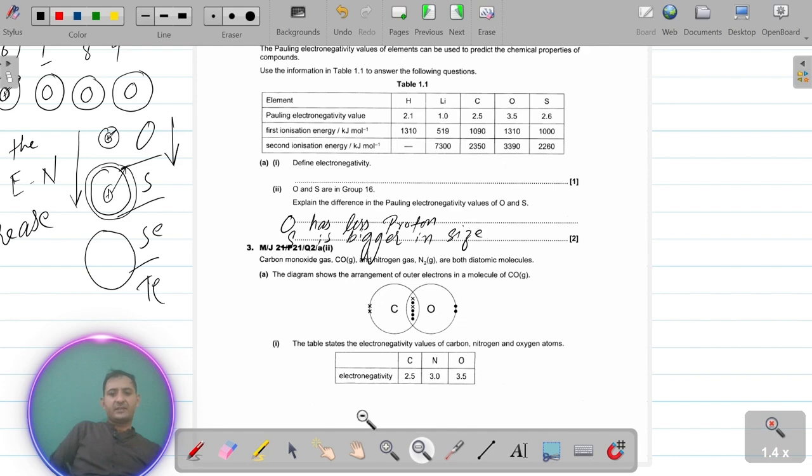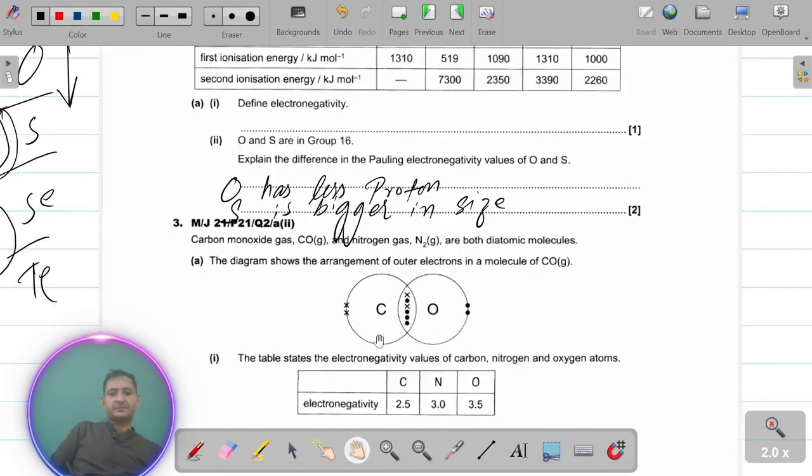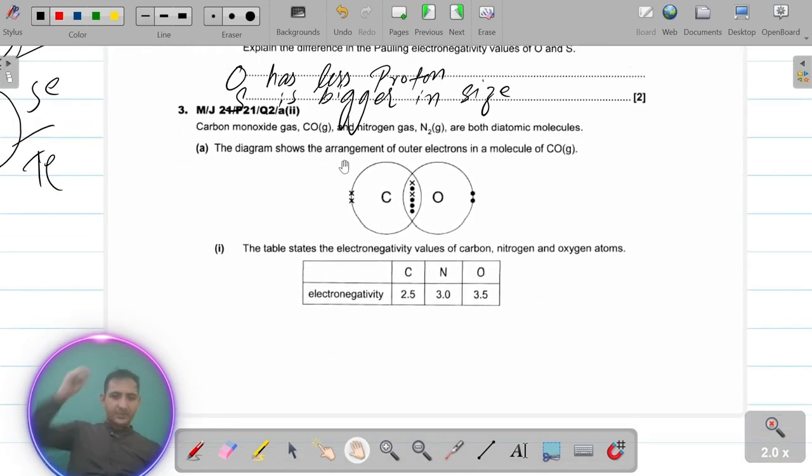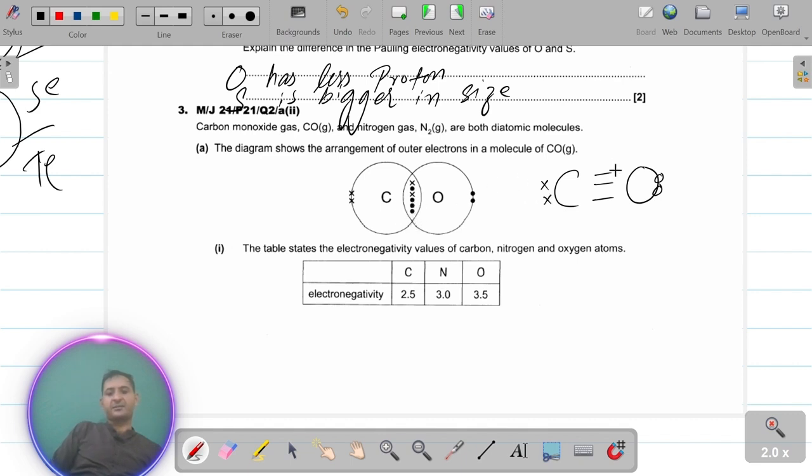The diagram shows the arrangement of outer electrons in a molecule of carbon monoxide. You know, carbon monoxide is a covalent compound. Here carbon is connected with 3 bonds, 6 electrons. And here you can see a lone pair of electrons on the oxygen, and here a lone pair on the carbon. You can notice that one of the electron pairs is different, so it means it's making a dative bond.